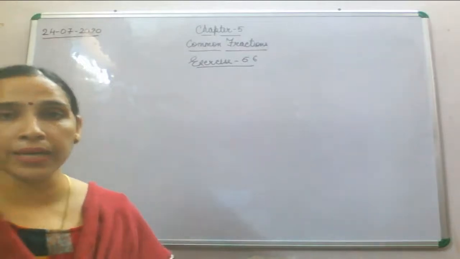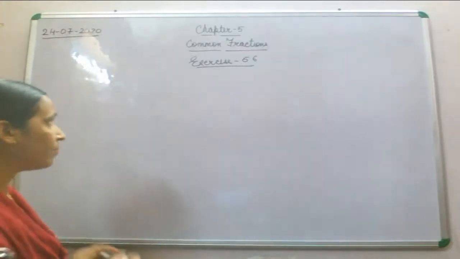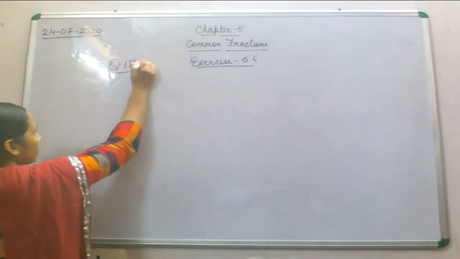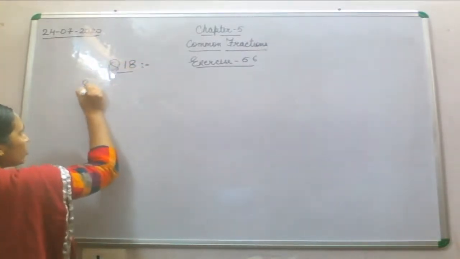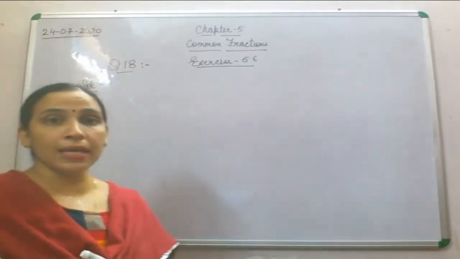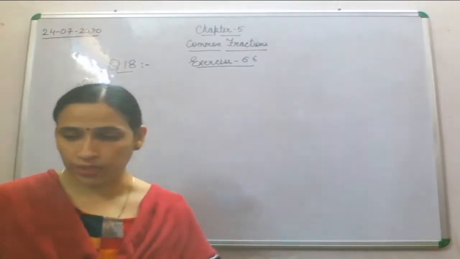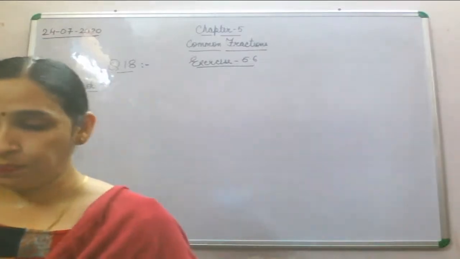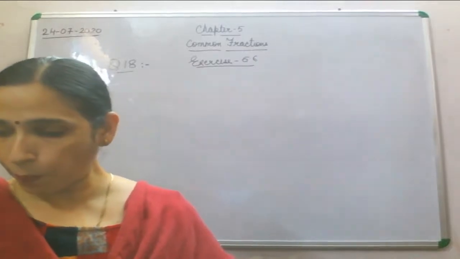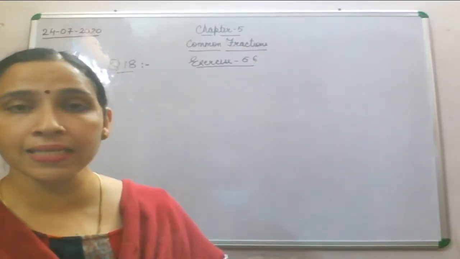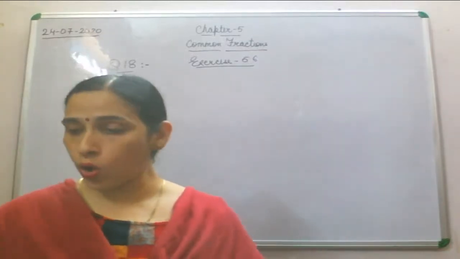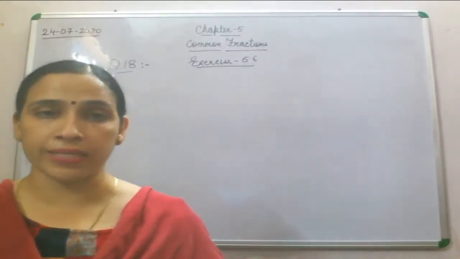That is question number 18. Now what is question number 18? So now let's see the solution. I'll read out the question and I'll make you understand what is the question. Question number 18, that is, a class has 32 students. 3 by 4 of the students are boys.